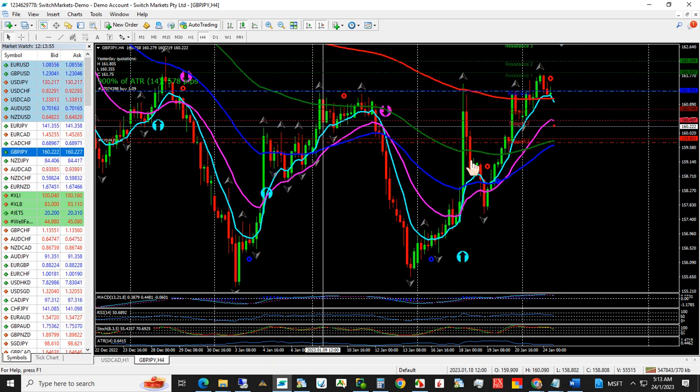On this time frame, the market structure here is bearish. But this crossover indicates to us that there is a high probability that price will rally back up to the 200.